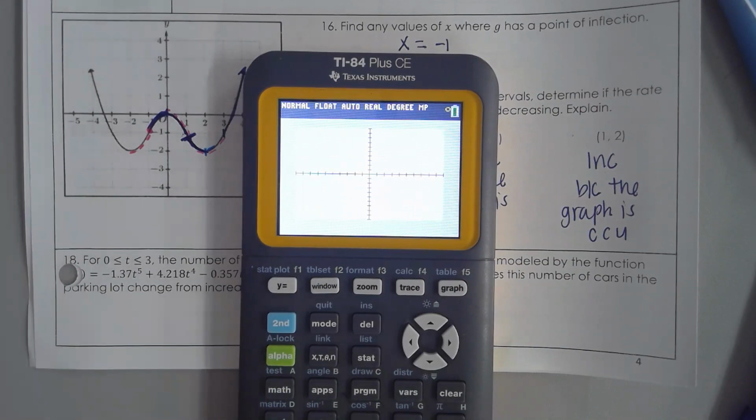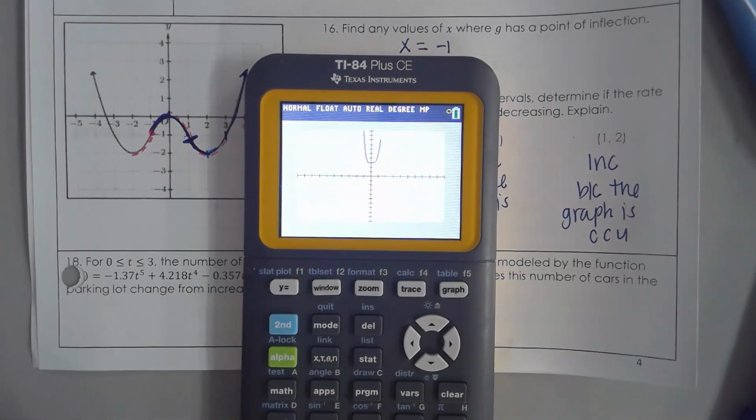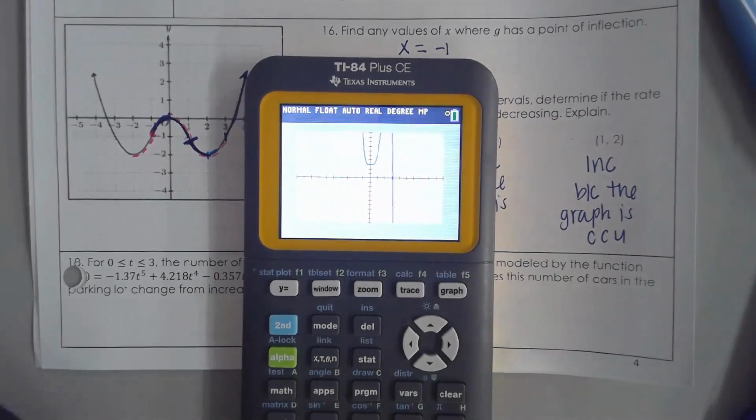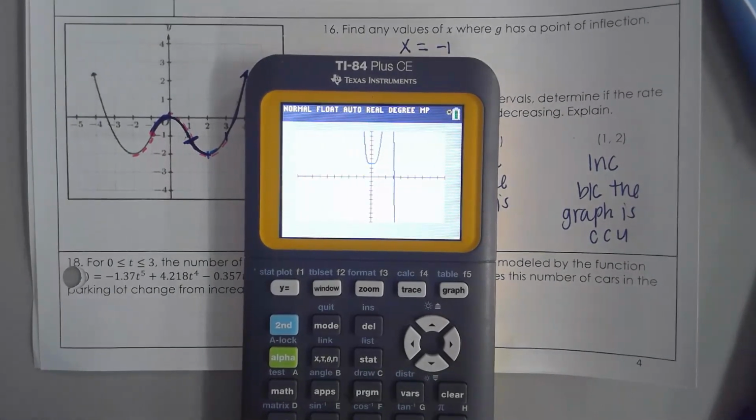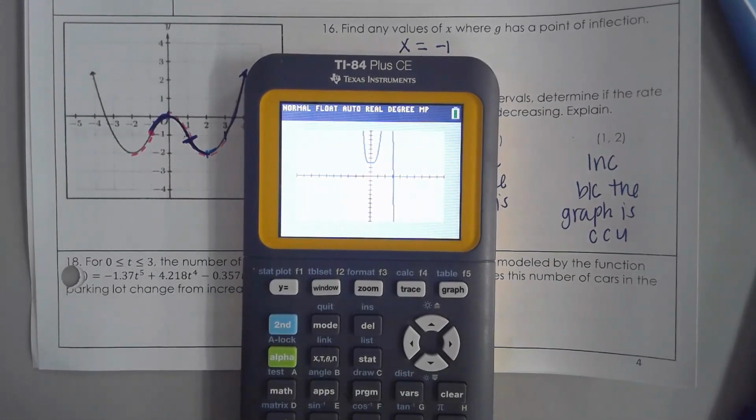So we're not talking about the rate changing. If the rate was changing, we'd be looking for a point of inflection. We're talking about the graph. The function is the number of cars. So we're looking at where the number of cars changes from increasing to decreasing.